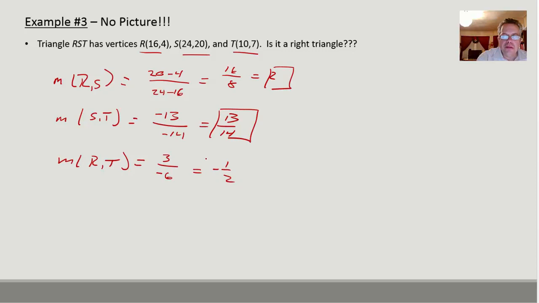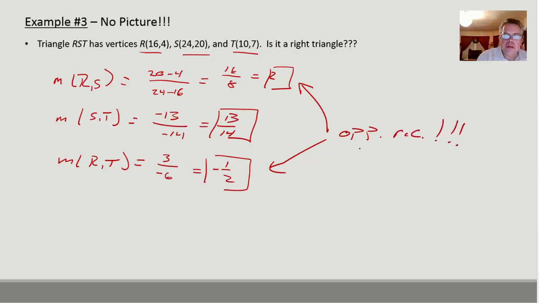Now, we can look at these and tell if any of the two sides are perpendicular. It turns out that this one and this one are opposite reciprocals. So I'm going to abbreviate. So therefore, side RS is perpendicular to this side, RT. We're computing the slope between R and T, and the slope of that segment is negative 1/2, and that's why it's perpendicular to that side.